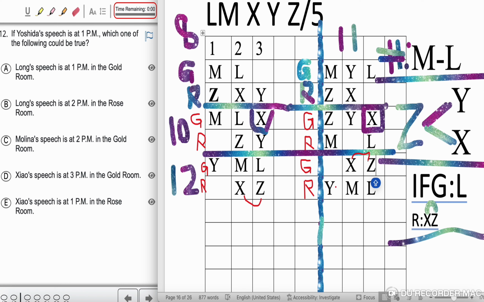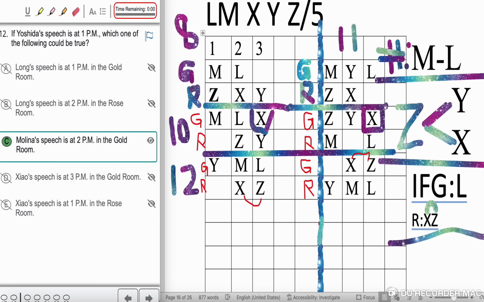If I don't see it, I don't use these two words in 12. L is at 1 p.m.? I see Y. I don't see L. L is at 2 p.m.? I don't see L at 2 p.m. M is at 2 p.m., I see it. X at 3 p.m.? I don't see X at all at 3 p.m. X at 1 p.m.? I don't see X at all. The only thing I see is just M at 2 p.m. Answer: M's speech is at 2 p.m.